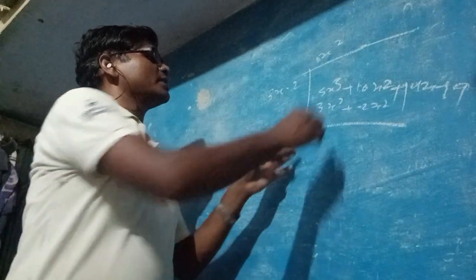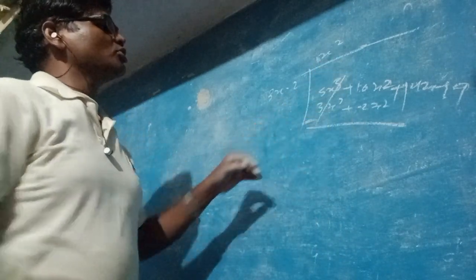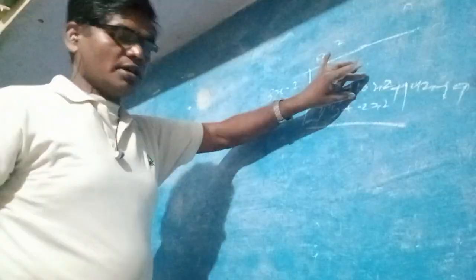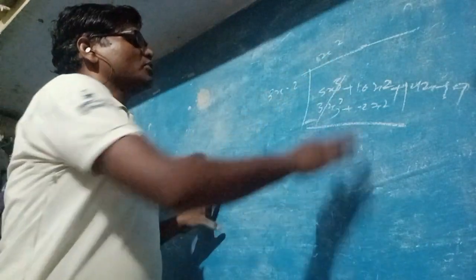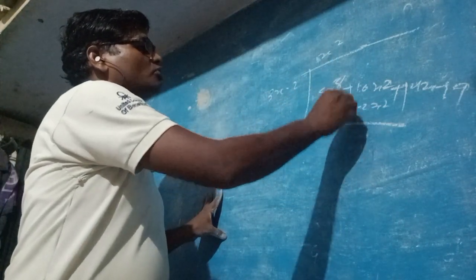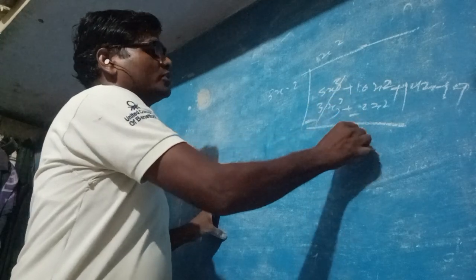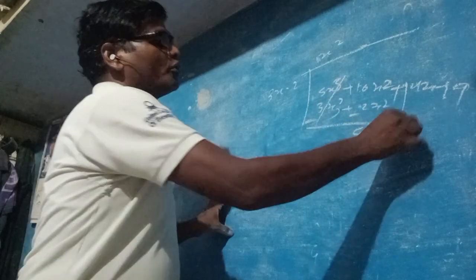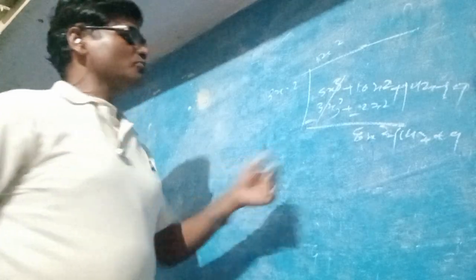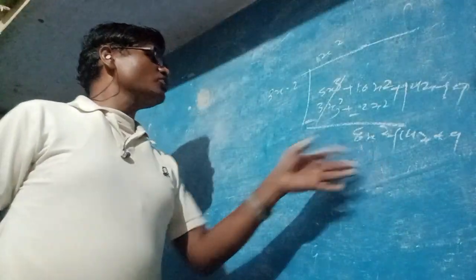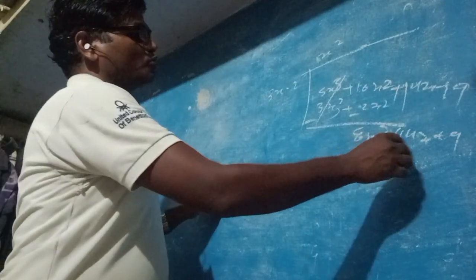After subtraction, the 3x cube cancels out, and then the other number given is 10x square minus 2x square, just minus 2 because we have changed the sign, minus 2x square. So we get 8x square plus 14x plus 9. We have to write it down here, 8x square plus 14x plus 9.